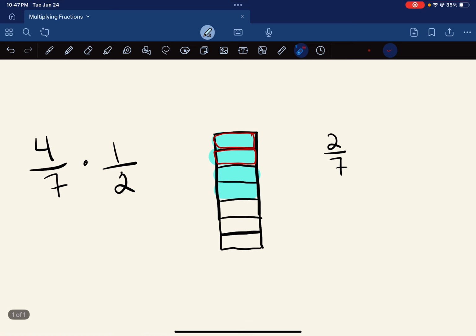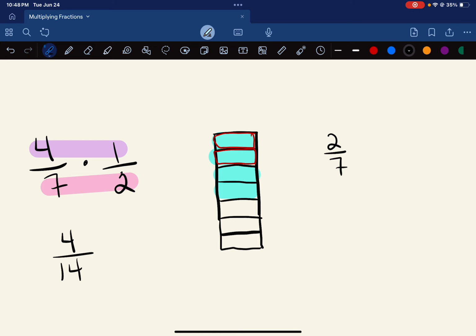Do the same thing with this one. So when we're multiplying, we just multiply numerator times numerator, denominator times denominator. 4 times 1 and 7 times 2. 4 times 1 gives us 4. 7 times 2 gives us 14.